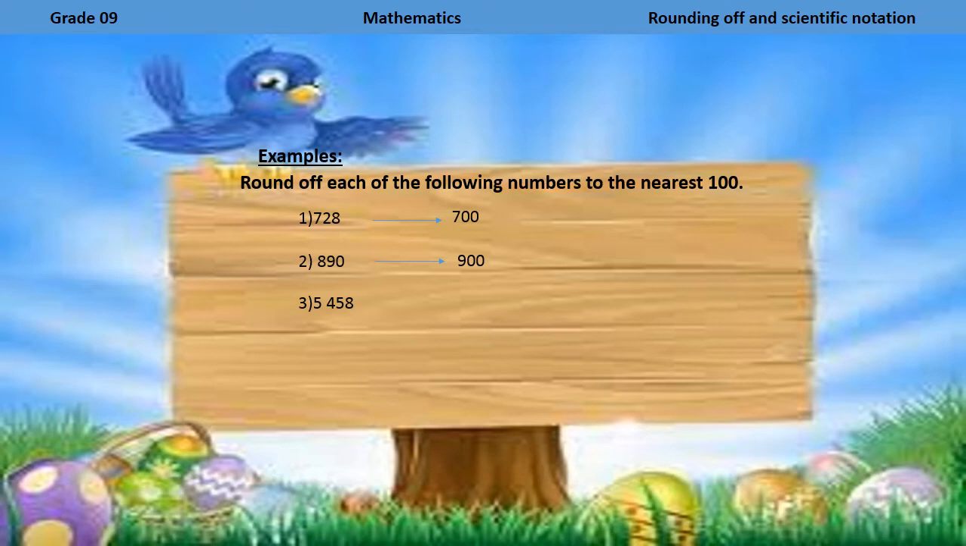5,458. Here the digit in the tens place is 5. Then we take the next 100. 5,500. 17,832. 3 is the digit in the tens place. Then we round off this to the previous 100. 17,800.